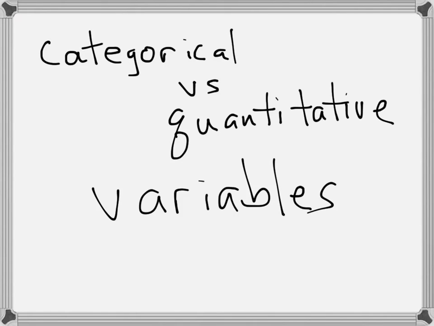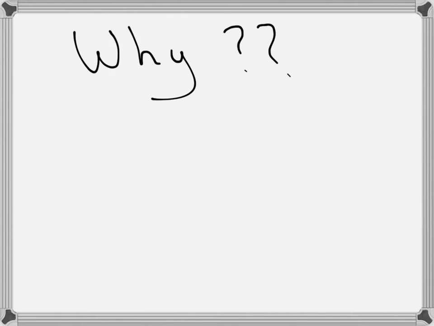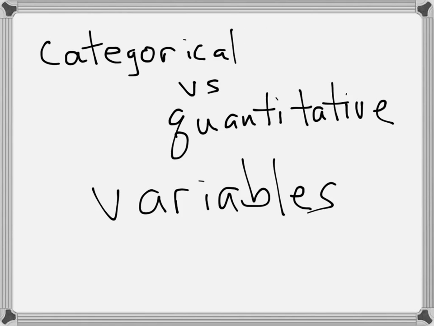Alright, hello and welcome to the first video on describing data, in which we'll talk about the difference between categorical and quantitative variables. First question is, why is it important that there's a difference between categorical and quantitative variables? Well, a categorical variable and quantitative variable are measured in different ways and require different statistical methods.